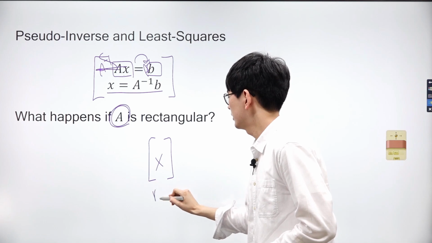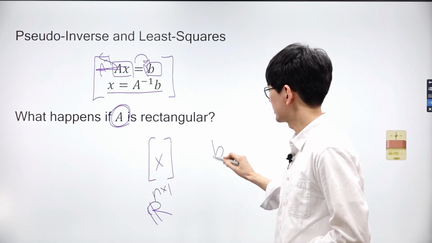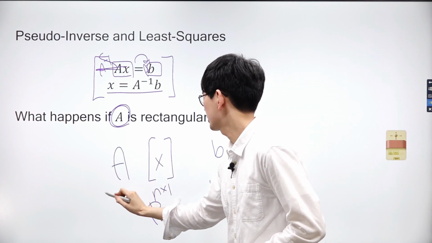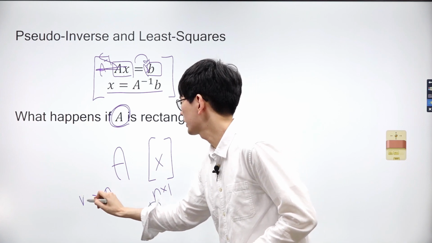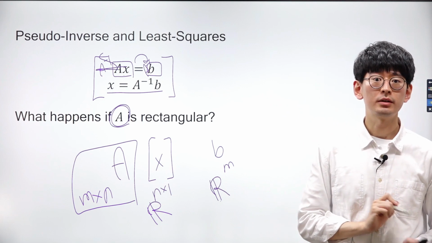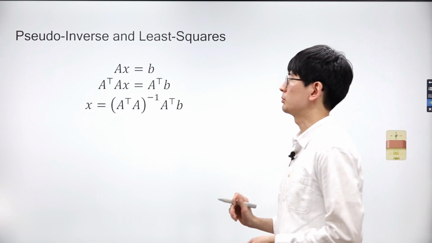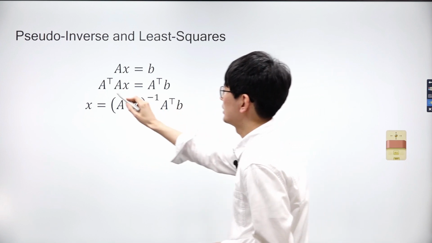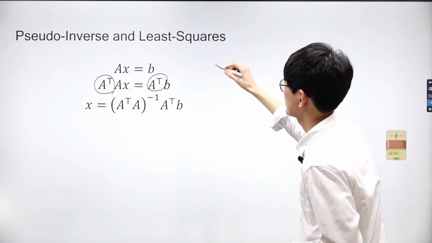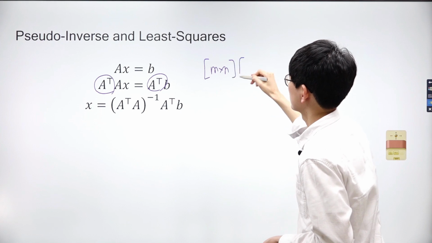For instance, if vector x is in Rn, and vector B is in Rm, matrix A is an m by n matrix, and it doesn't have an inverse. However, even though the rectangular matrix A doesn't have an inverse, we can determine its pseudo-inverse matrix. Instead of multiplying the inverse of A on both sides, we multiply the transpose of matrix A.